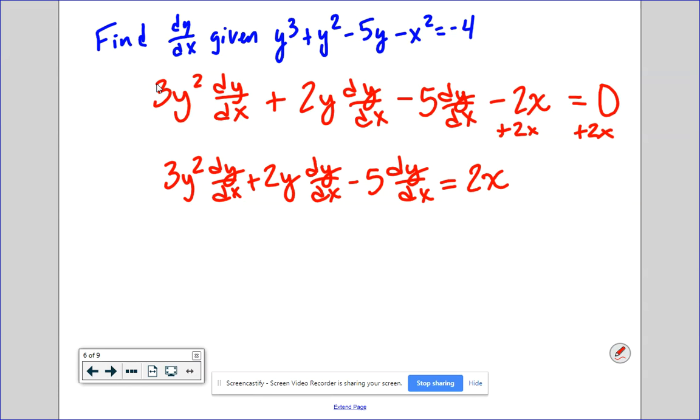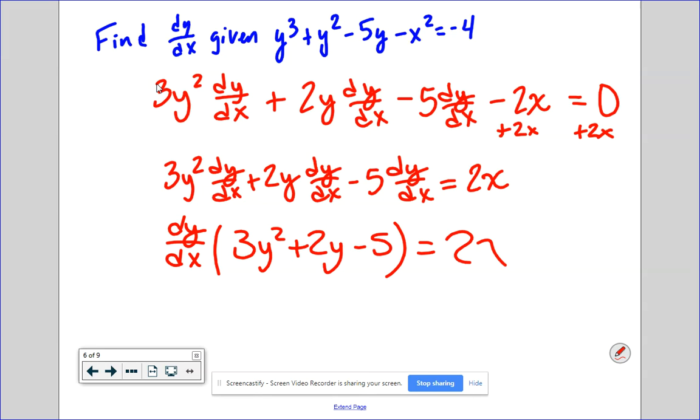Step 3, factor out dy/dx. Well, everything on the left side has a dy/dx. I do GCF, pull the dy/dx's out. Well, that means I can just get rid of dy/dx on everything else. So I've got 3y squared plus 2y minus 5.